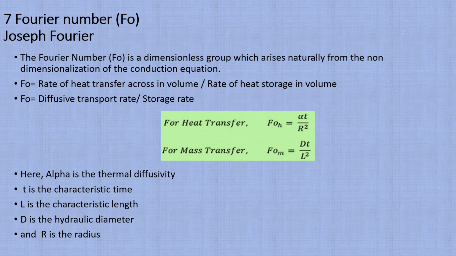Mathematically, in heat transfer, the Fourier number is equal to alpha t divided by R squared, while in mass transfer, the Fourier number is equal to D t divided by L squared. Here alpha is the thermal diffusivity, t is the characteristic time, L is the characteristic length, also the hydraulic diameter, and R is the radius.